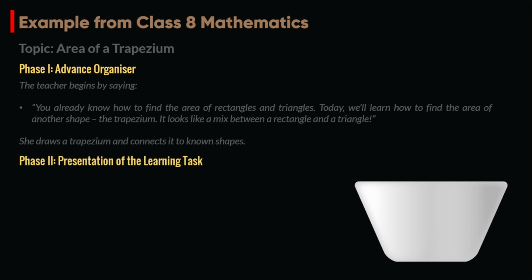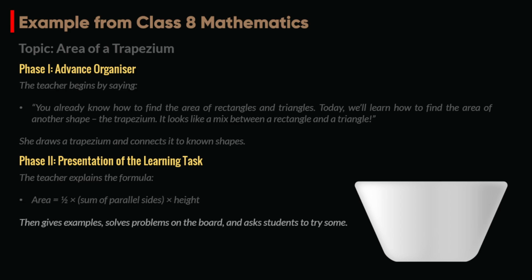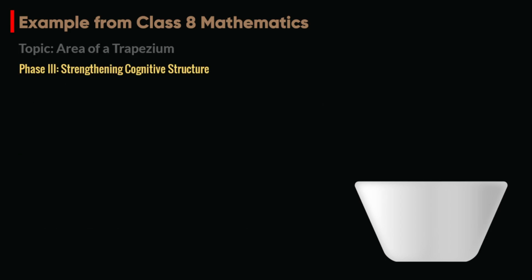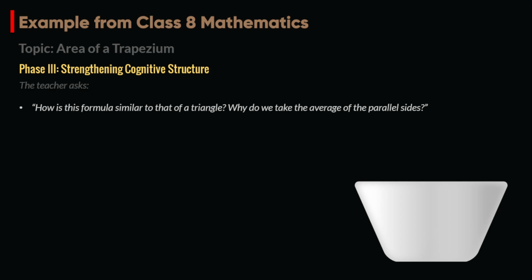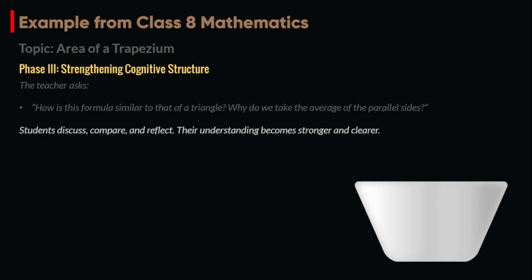Now the students draw a trapezium and connect it to known shapes. The second phase is presentation of the learning task. The teacher explains the formula: area equals half into the sum of parallel sides into height. Then gives examples, solves problems on the board and asks students to try some. The third phase is strengthening cognitive structure. The teacher asks, how is this formula similar to that of a triangle? Why do we take the average of the parallel sides? Students discuss, compare and reflect. Their understanding becomes stronger and clearer.